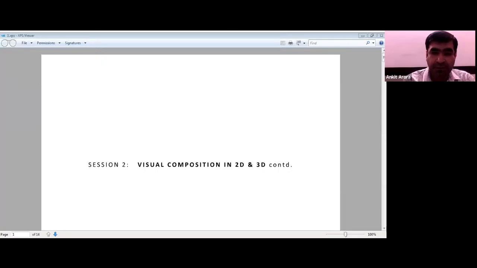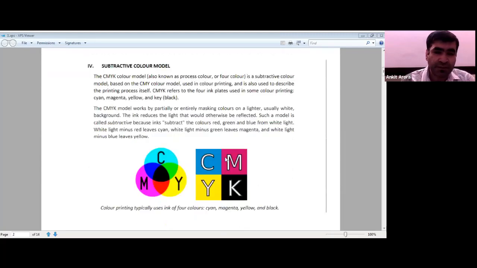We were talking about visual composition, more specifically the color theory part. We had talked about the additive color model yesterday. Another model, obviously the opposite of additive, is the subtractive color model, and this is the CMYK color model, which is based on the CMY color model. C stands for cyan, M stands for magenta, and Y stands for yellow. And K we had discussed yesterday also.